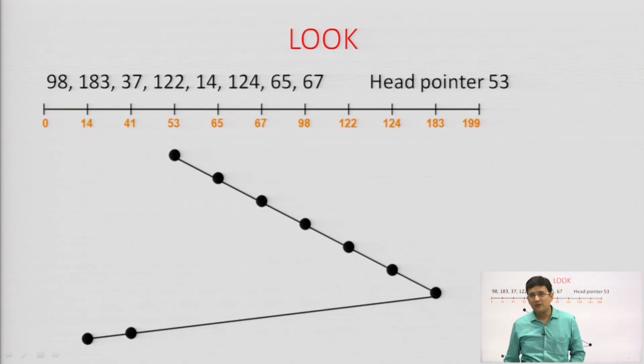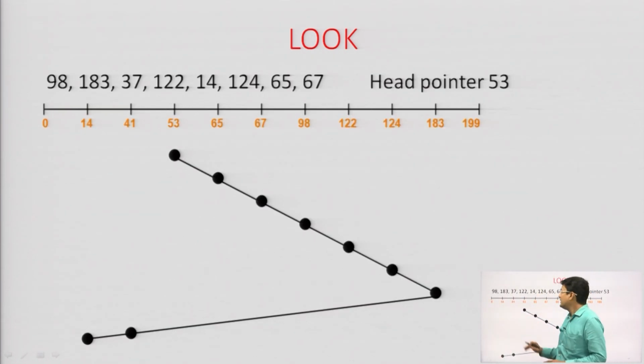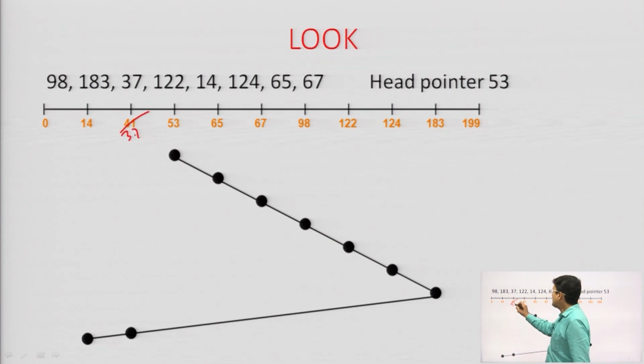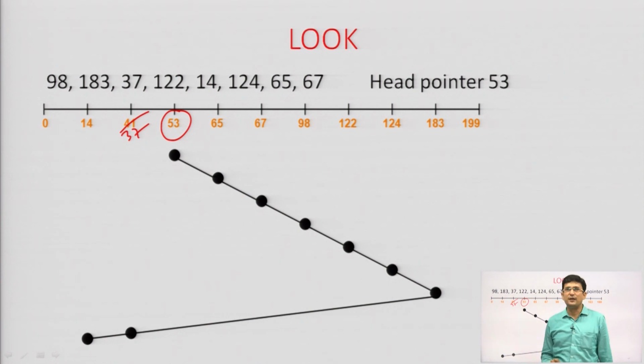Let us see it with an example that will make you more clear. Once again we are taking the same example, and in the same example the disk arm is currently at 53. So, while it is moving up, it is satisfying the requests.